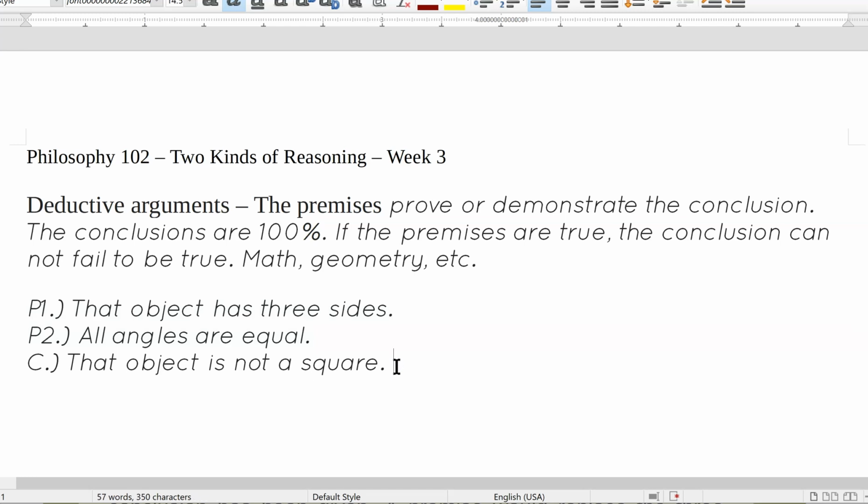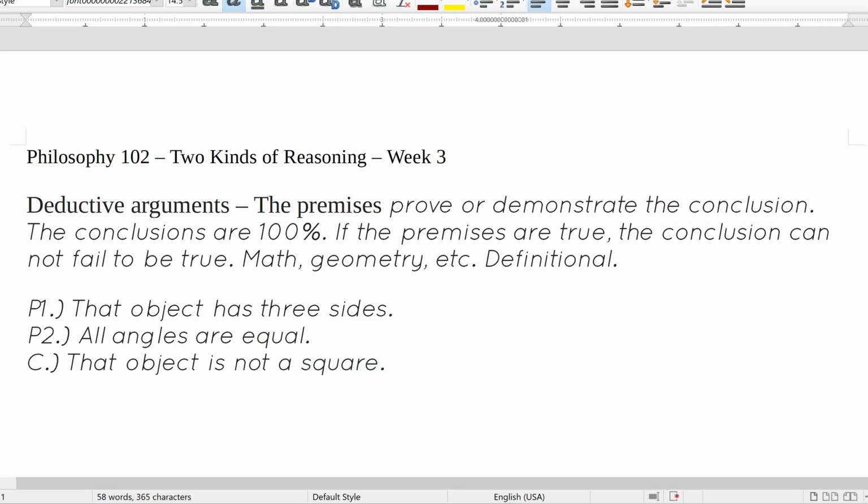So in addition to being kind of mathematical and geometric, they're also definitional. They rely on our definitions of a square, for example, and sides, and, well, I mean, equality is kind of a mathematical concept, but they're definitionally true based on our definition of what a square is. This object cannot possibly be a square.